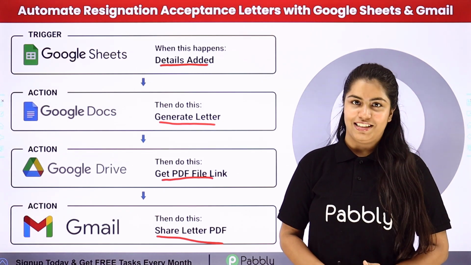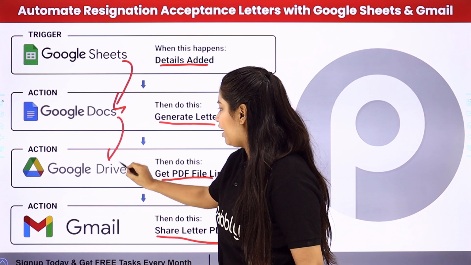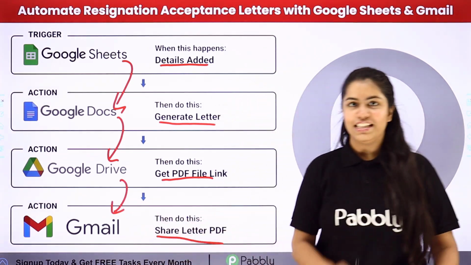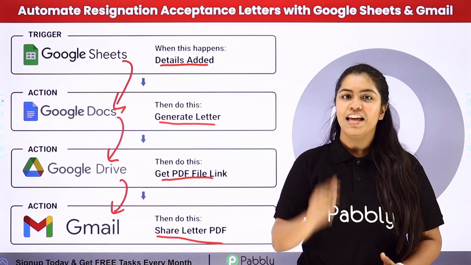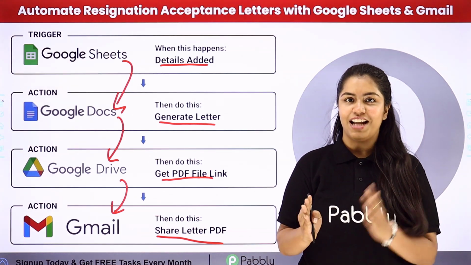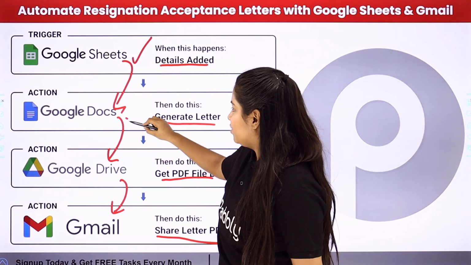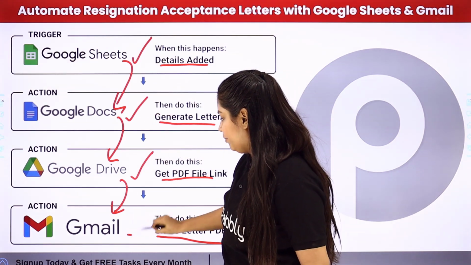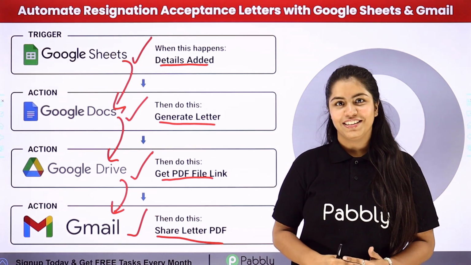For this, we have to create an integration between Google Sheets, Google Docs and Google Drive and then Gmail. To create this integration, we are using Pably Connect. It is an amazing automation software. In Pably, we have the concept of trigger and action. So for trigger, we are using Google Sheets, and for actions, we are using Google Docs, Google Drive and Gmail. If you want to learn this process step by step, follow me through the screen.